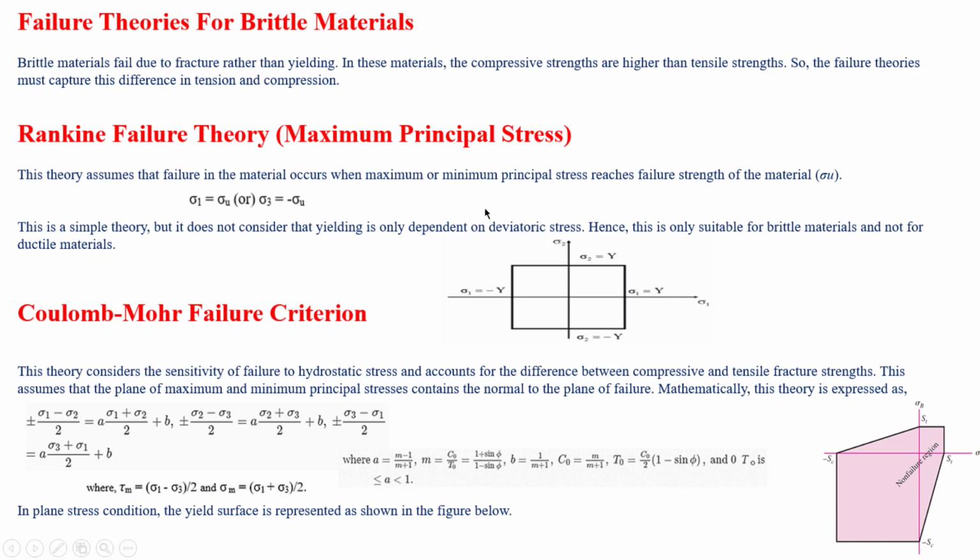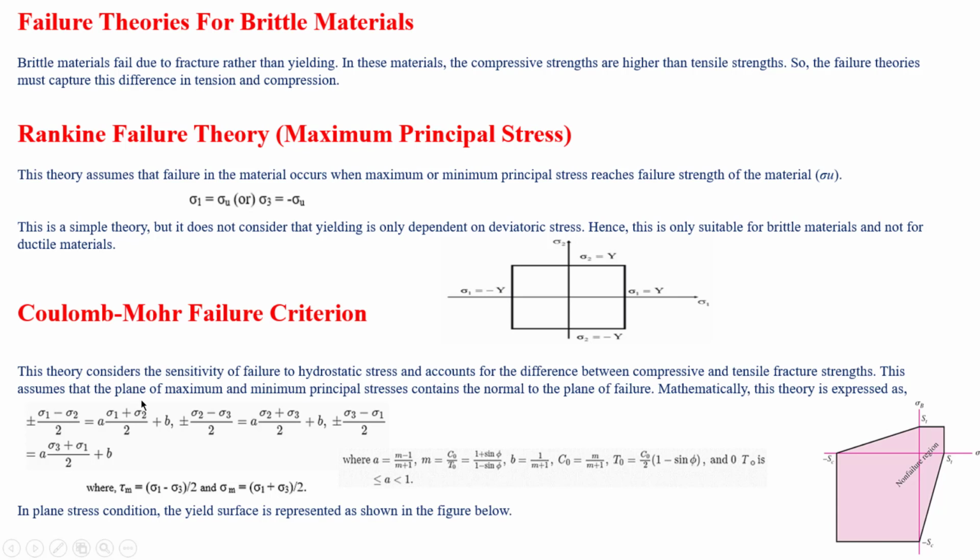Okay, it is not applicable for ductile metals, we already know why, right? Now this is for brittle material. Now when it comes to Coulomb-Mohr failure criteria, this theory takes hydrostatic stress into account, that is axial stress as well as shear stress. Both compressive as well as tensile loadings are taken into account.